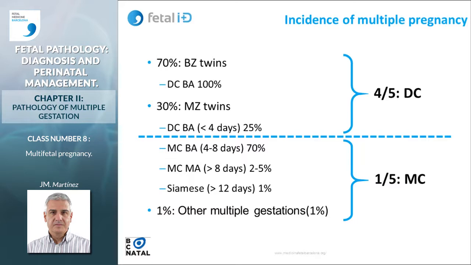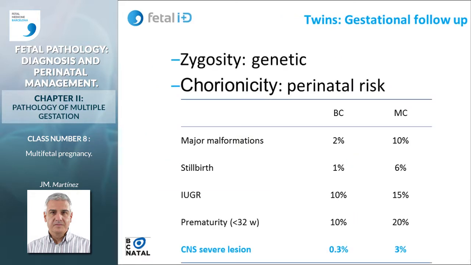Regarding the cellular division, if the division occurs after more than 8 days, the pregnancy will be monoamniotic, and if the division is made after 12 days, it is an incomplete division and they are Siamese twins; triple, quadruple, etc., are more infrequent. It is important to remember that zygosity talks about genetics and chorionicity talks about perinatal risks. Therefore, monochorionic gestations have a higher risk of complications, especially prematurity and severe lesions of the central nervous system.